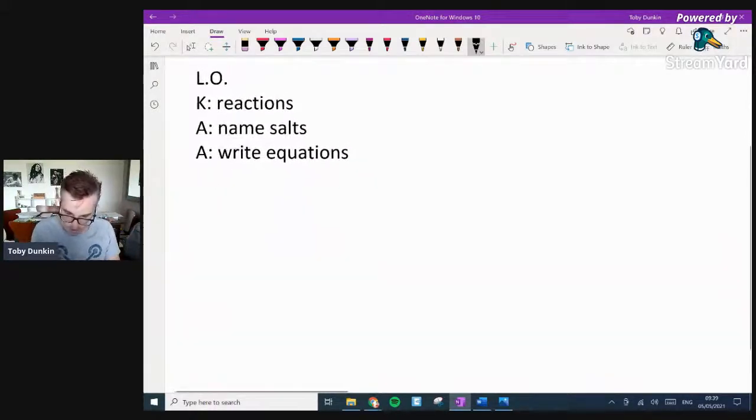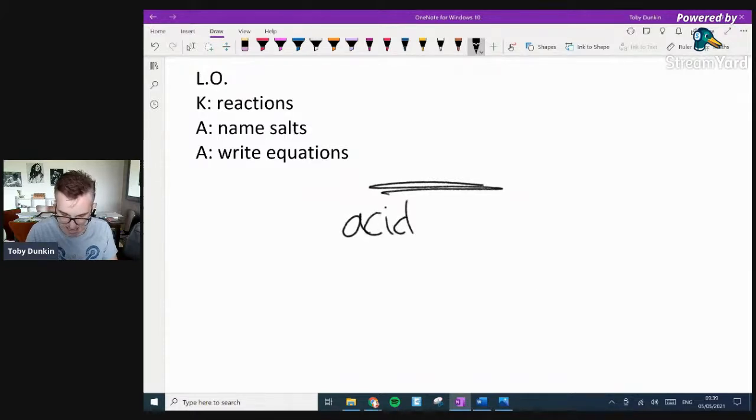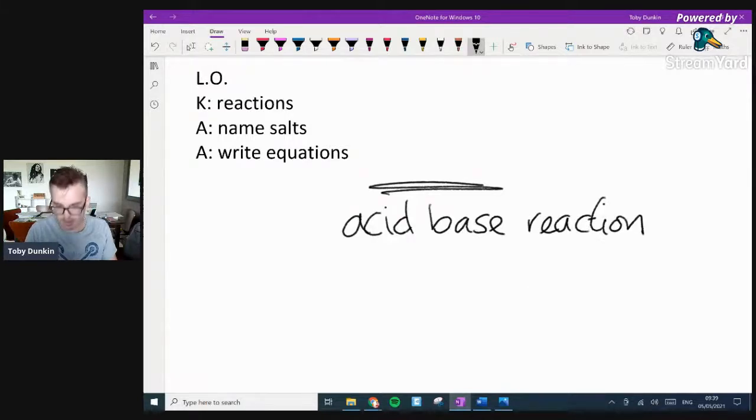Okay, so I like to call these acid-base reaction rules. Acid-base reactions rule. See what it did there? See what it did?